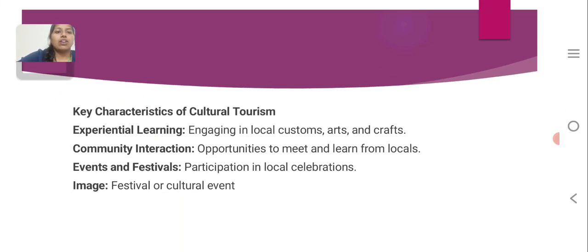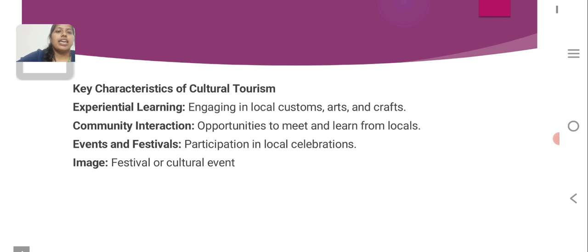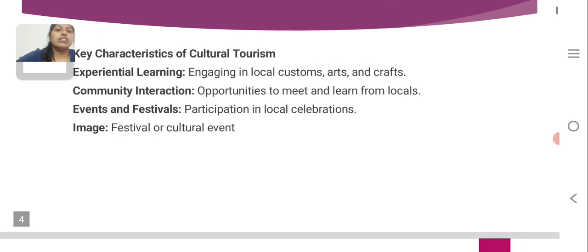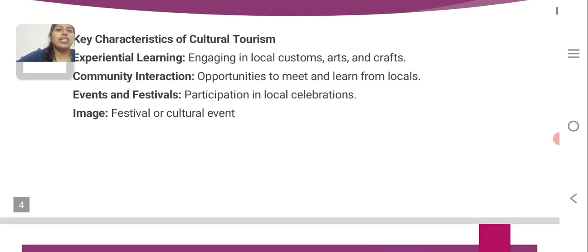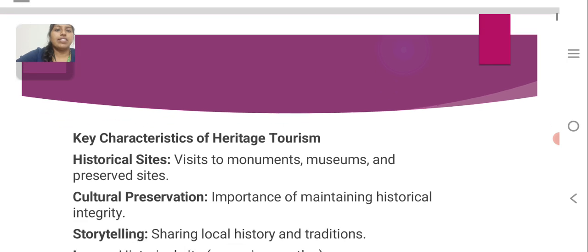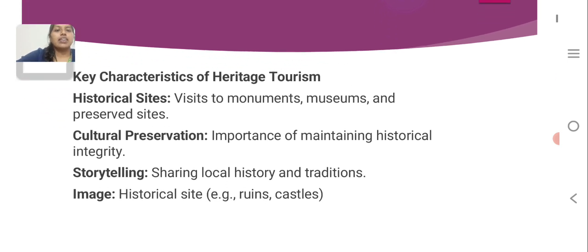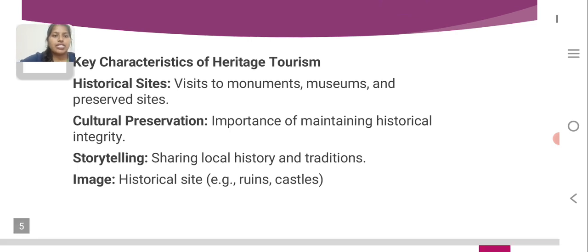Key categories of cultural tourism. Engaging in local customs, arts and crafts. Opportunities to meet and learn from locals. Participation in local celebrations, festivals or cultural events. Key characteristics of heritage tourism: historical sites, cultural preservation, storytelling.